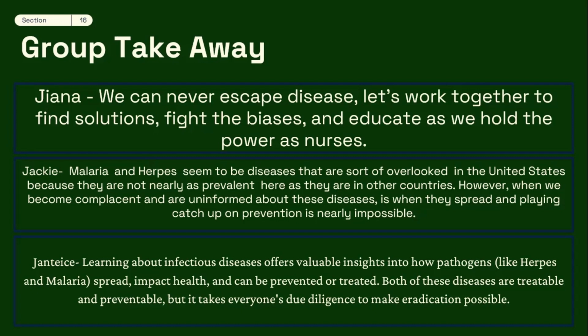I definitely would have to agree with Gianna. I think that malaria and herpes are definitely something that's kind of overlooked in the United States just because it's a prevalent issue, but it's not like tons of people are having these diseases like in other countries. I think that when we become complacent though and are uninformed about these diseases is when they spread and, as we saw in the COVID-19 pandemic, playing catch up on prevention is basically impossible. So just something to keep in mind.